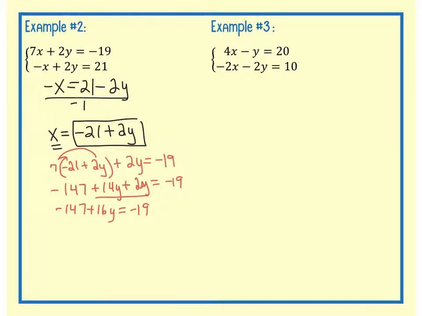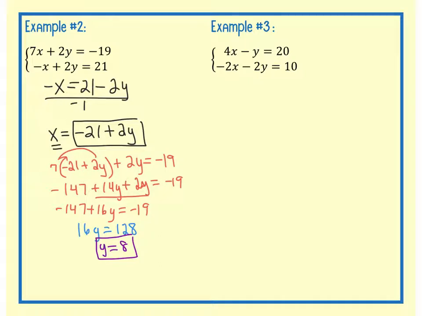How do I move that negative 147 over? I add 147 on both sides. Then I have 16y equals positive 128. Next step is to divide by 16 on both sides. When I divide by 16, I get y equals 8. So I have solved for one variable.